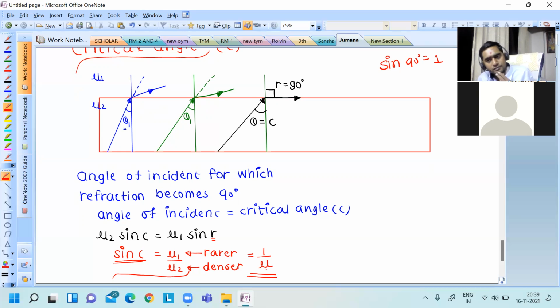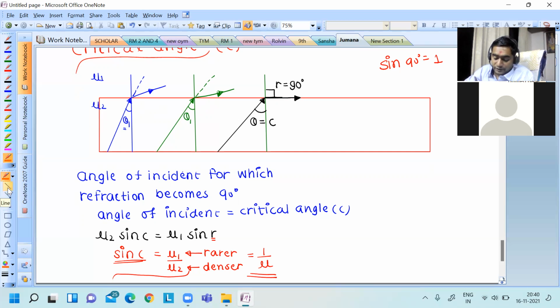Mu is the refractive index. The refractive index will always be given to you, so we don't have to worry about it. If the critical angle is given, then they can ask you to find out the refractive index. If C is given, then mu must be found, and if mu is given, then mostly we are finding C. Now, what happens if I still increase the angle of incidence?